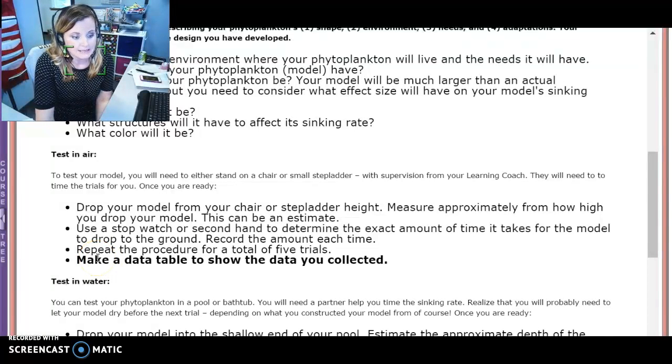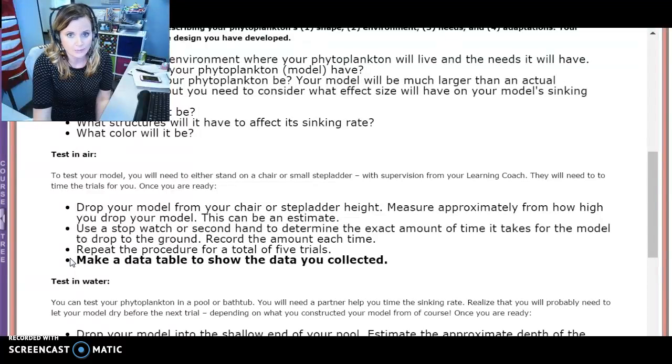Now, when you come to test it, you're going to test it both in air and in water. In the air, you're going to drop your model from a chair, a step ladder. You could stand on top of a balcony on a staircase and drop it. So as long as you are dropping it from as high of a height as you can safely, okay? So don't be climbing on top of the roof and dropping it off. You want to make sure that this is a safe project.